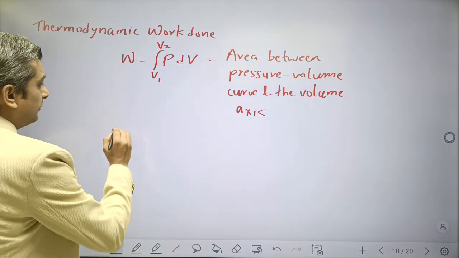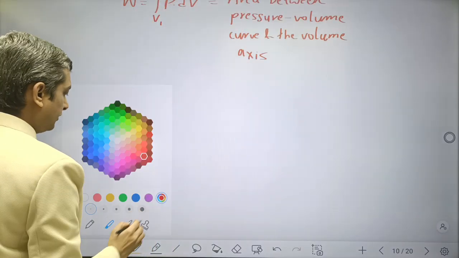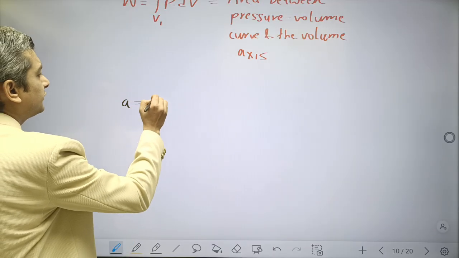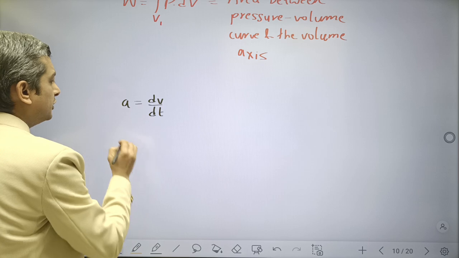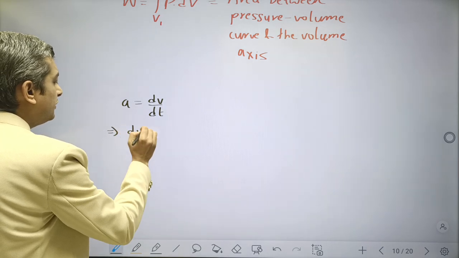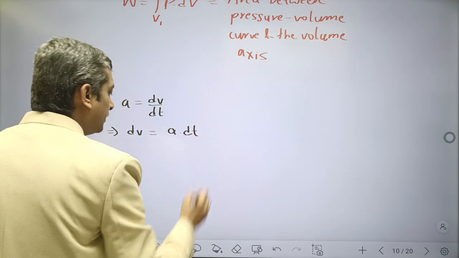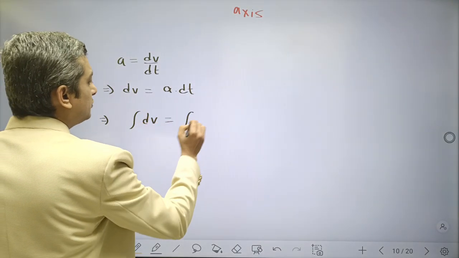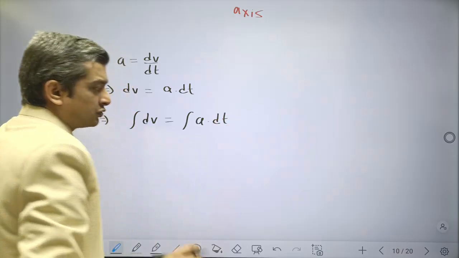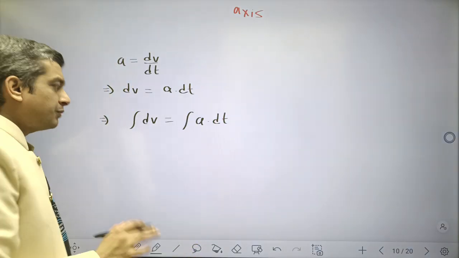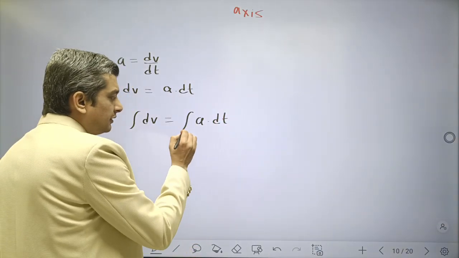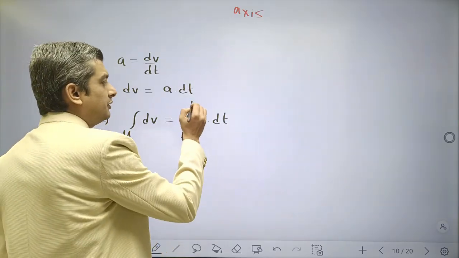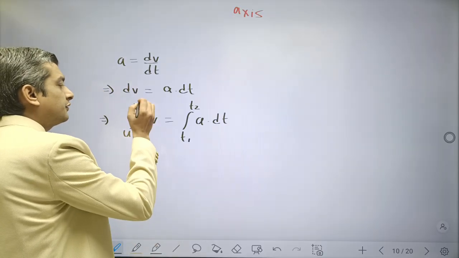Now there are many examples of this. Suppose I write a is equal to dv by dt. So from here we get dv is equal to a dt, isn't it? Now if I integrate both sides, dv is equal to a dt. Since we are putting limits here, suppose at time t1 the velocity of the particle is u, and at time t2 the velocity of the particle is v.